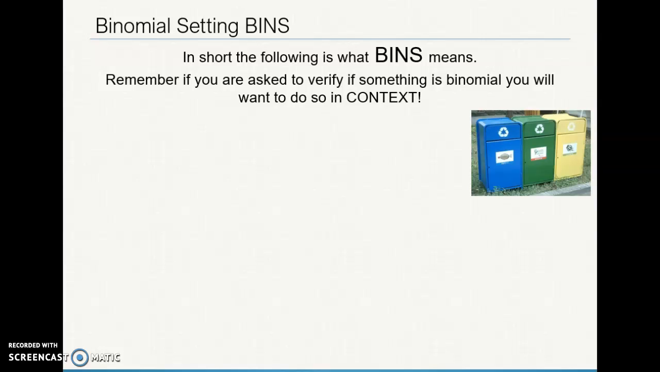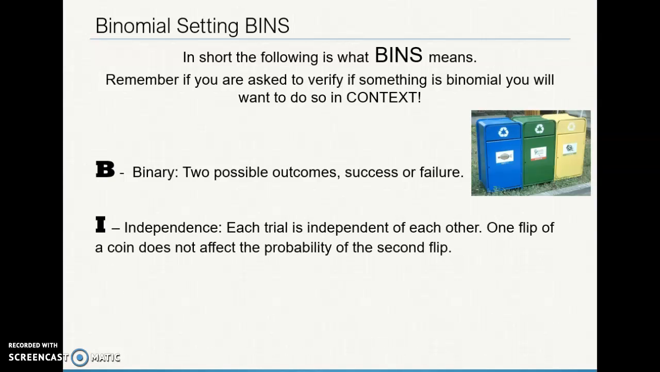Remember, if you're asked to verify if something is binomial, you will want to write out all 4 BINS, and you want to do so in context. So B, binary. 2 possible outcomes, success or failure. Shoot, get it in the basket or not. I, independent, each trial is independent of each other. When I flip a coin, first time I flip it, second time I flip it, whatever I got beforehand does not affect the next flip.